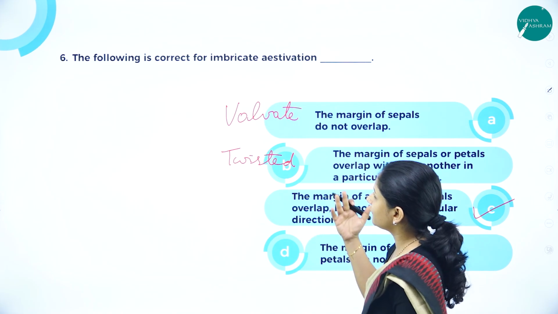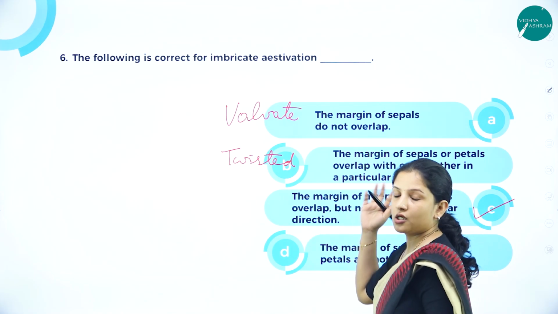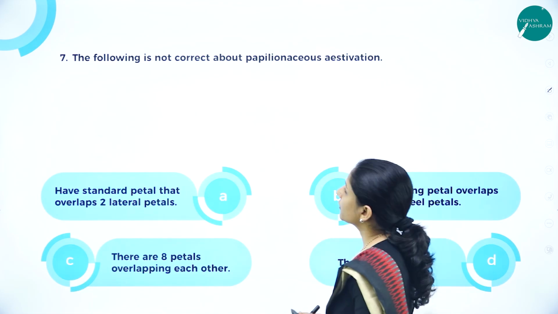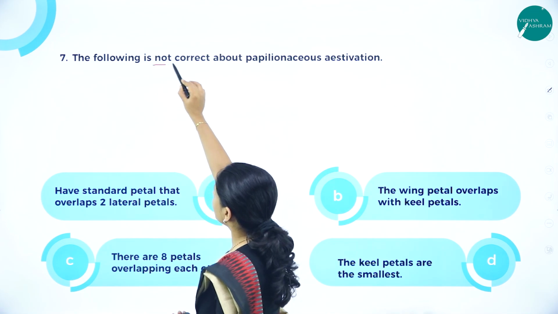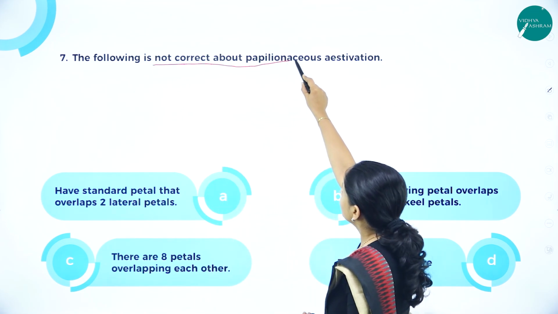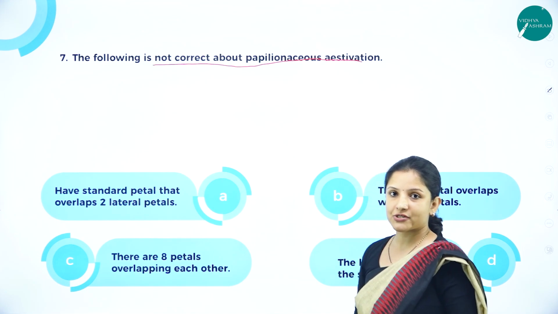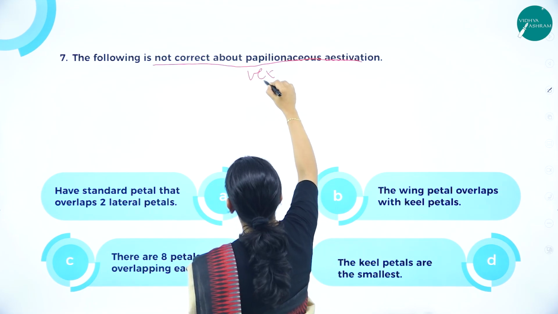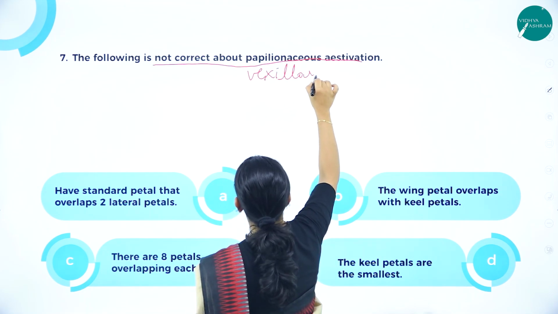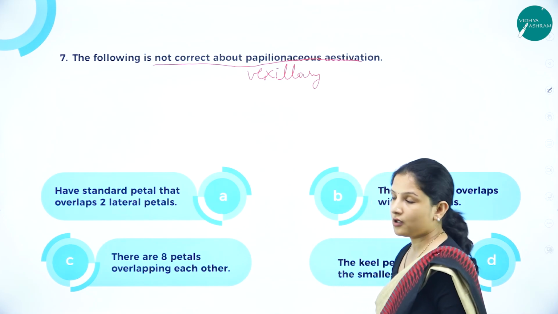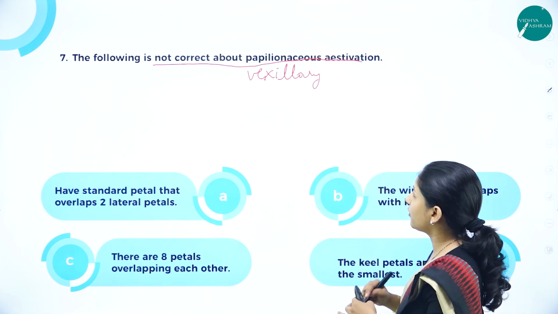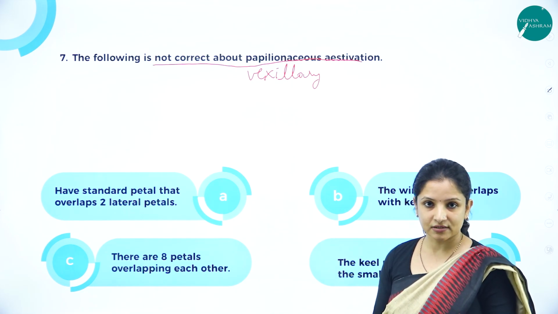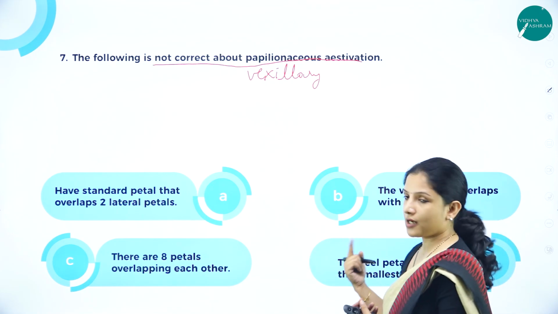The question can be asked as: the following is correct for valvate estivation, or the following is correct for twisted estivation. Like that also the question can be framed. Now, the following is not correct. What are we supposed to find? Which is not correct for papillonaceous estivation. Instead, they can frame the question as vexillary estivation also, because both are one and the same. Or they can ask about the estivation in pea flower, in gulmohar, in beans. That way also they can ask. So you have to understand that.